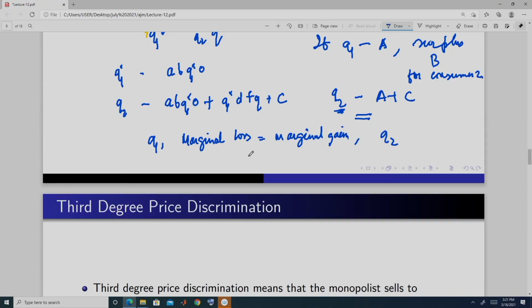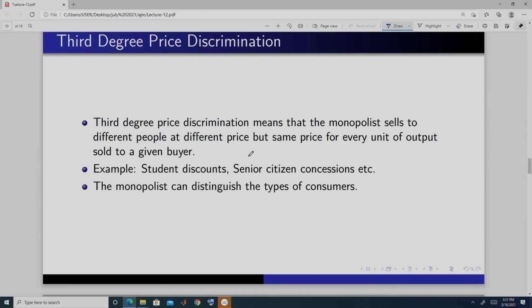Okay. Next type of market price discrimination is third degree price discrimination. So, what we have done? In first degree, we know that the monopolist can distinguish between the types of consumers and it can charge each quantity at a different price.